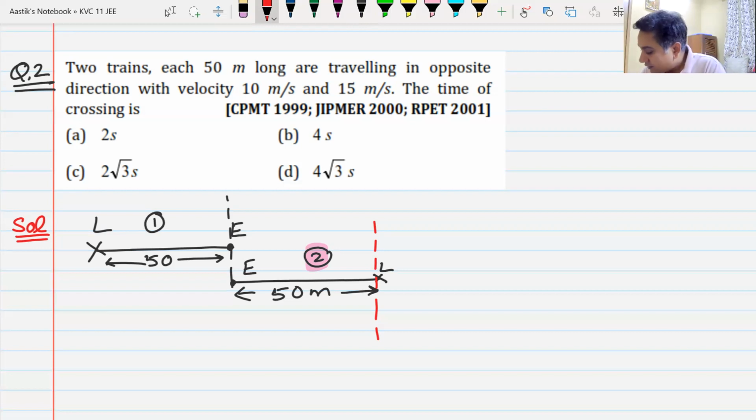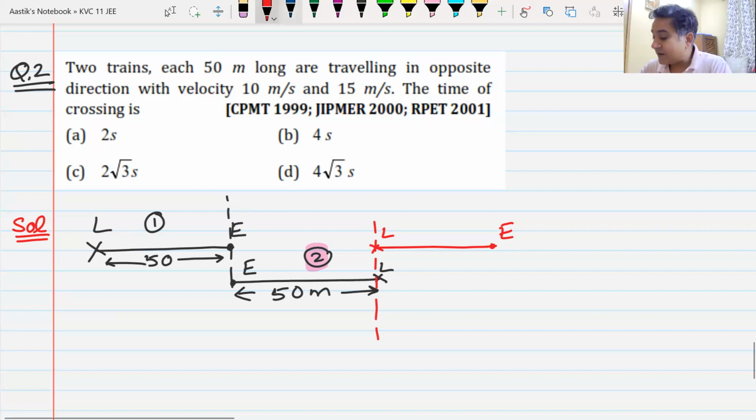Tell me, when does train number 1 cross train number 2? Train number 1 will cross train number 2 when the last bogie leaves the last bogie of the train. Yes or no? So the two black ones are the initial position of both the trains. The red one is the final position of the other train, because the second train is not moving, because I have become the second train.